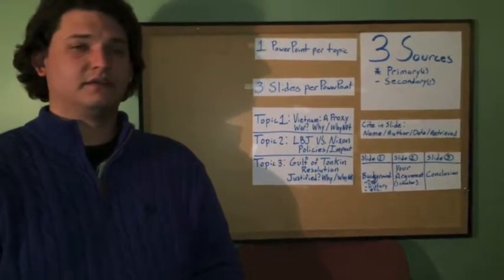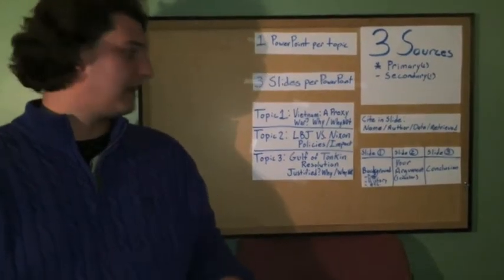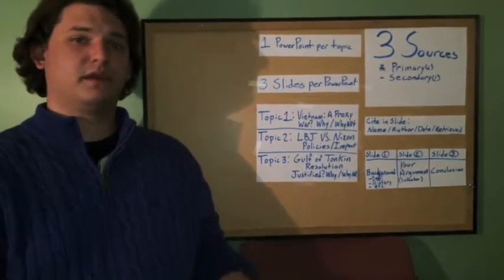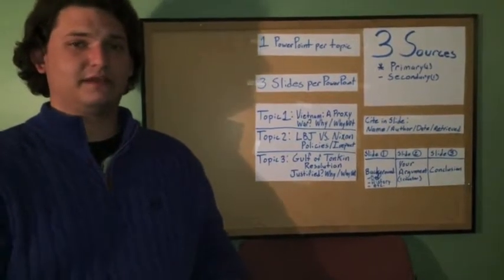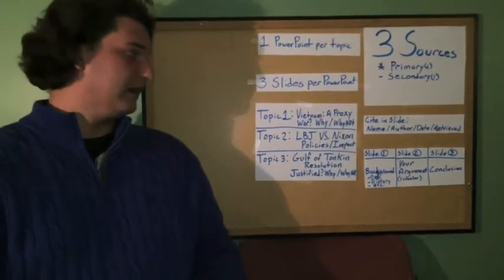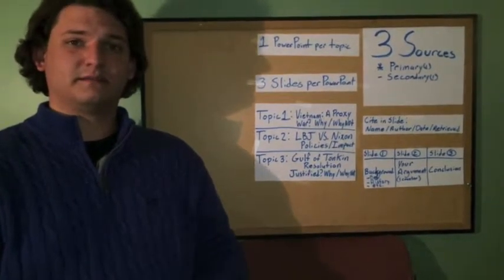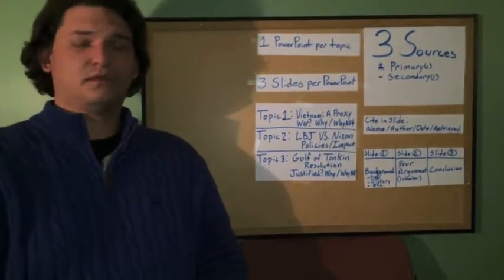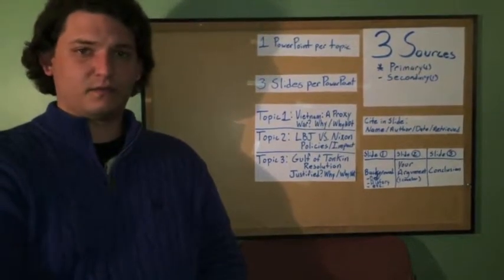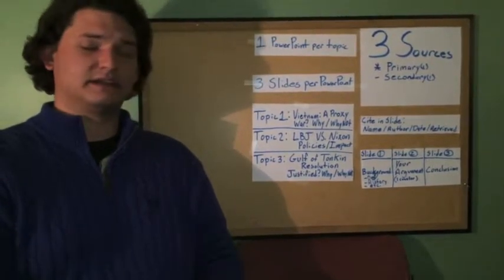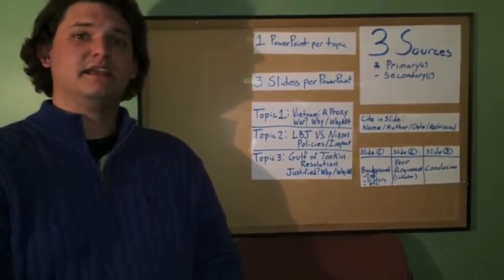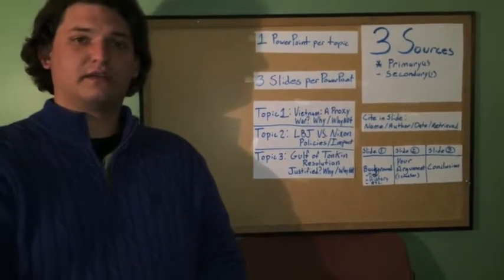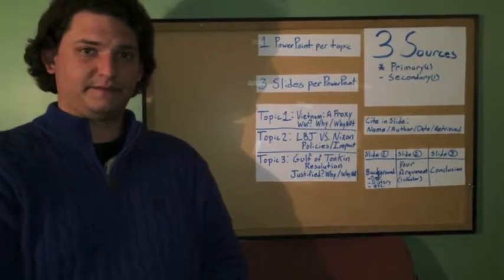our topic. So for example, week one's topic will be Vietnam as a proxy war. You'll be arguing as to whether or not you consider Vietnam a proxy war. Our week 2 topic will be Lyndon Johnson's policies versus Richard Nixon's policies. And then you'll argue which president's policies impacted the war more. And our week 3 topic is the Gulf of Tonkin Resolution. And in your project, you will argue whether or not the Gulf of Tonkin Resolution was justified.